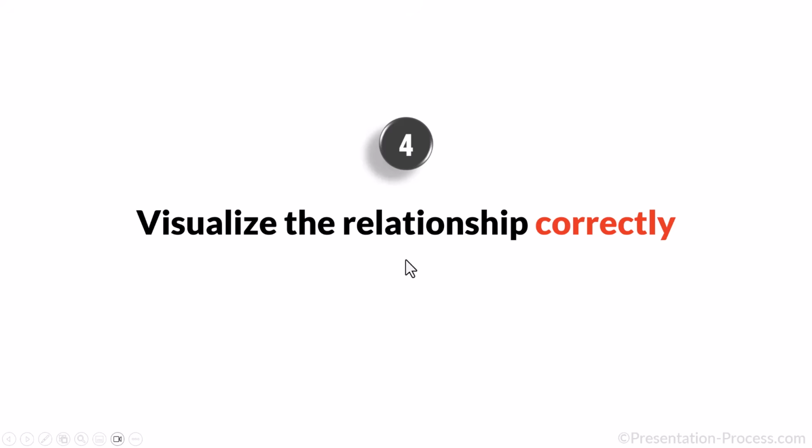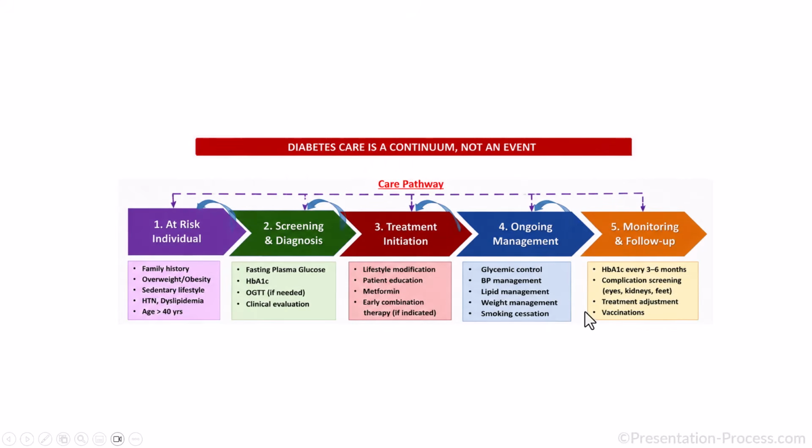So the fourth step is visualize the relationship correctly, and I'll show you how this step really makes a big transformation. This is what we have got right now, and I'll tell you why this relationship is portrayed wrongly. If you see this, it seems like there are 5 steps in the patient management process, and all of them have equal weight. And in fact, it shows that there is something else that it leads to, and that is the reason why you have an arrow here. And this is the wrong way to represent the relationship. If you see at-risk individual, screening and diagnosis, and treatment initiation, all these happen just once.